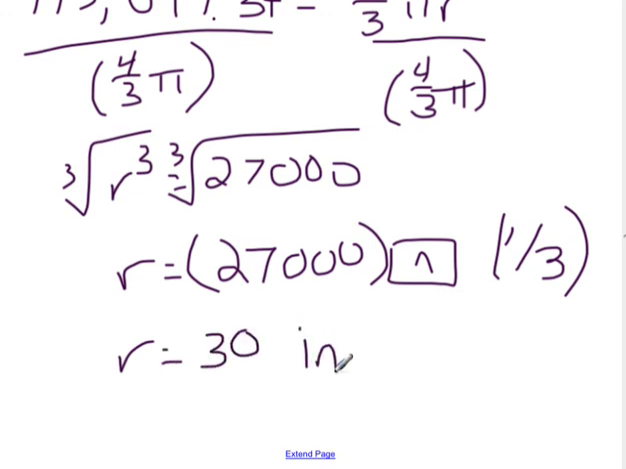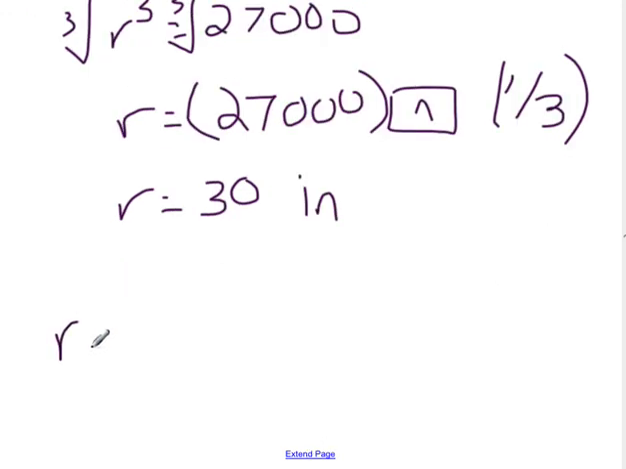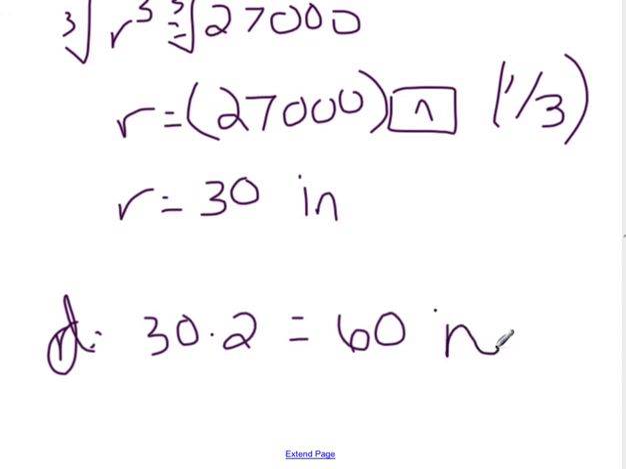Okay, well, r is equal to 30 inches, but the question actually asks us for the diameter. So to get the diameter, we need to take the radius times 2. So you end up getting 60, and then your label is just inches because we're talking about a line. We're not actually talking about an area or a volume.